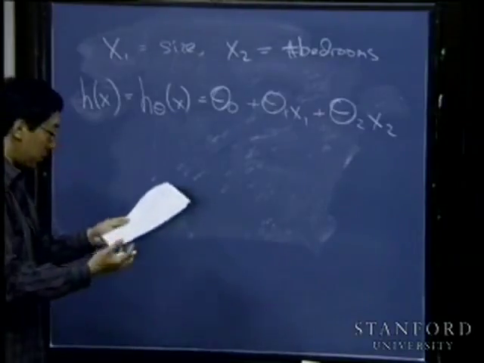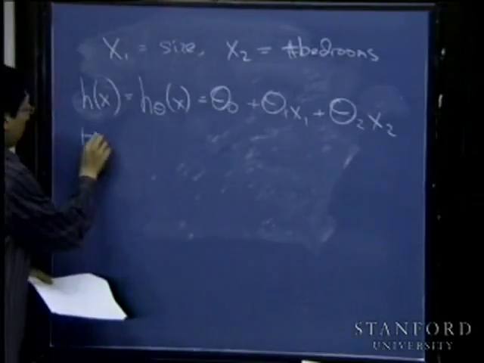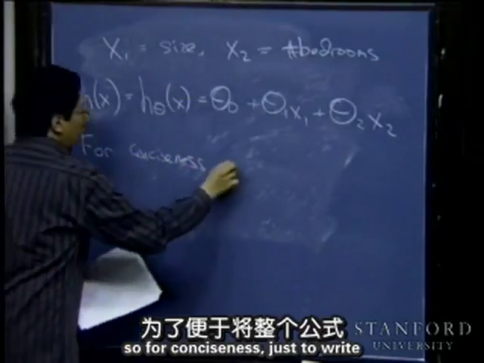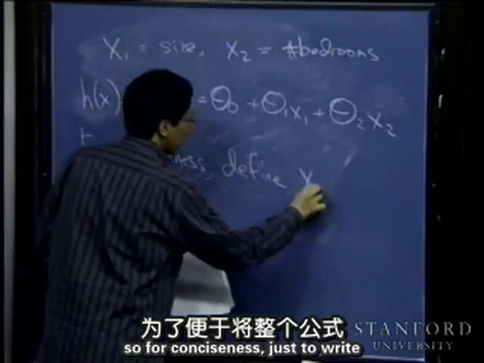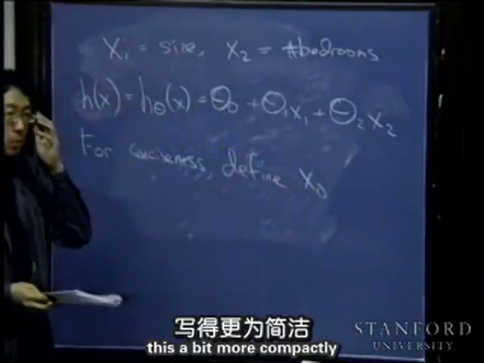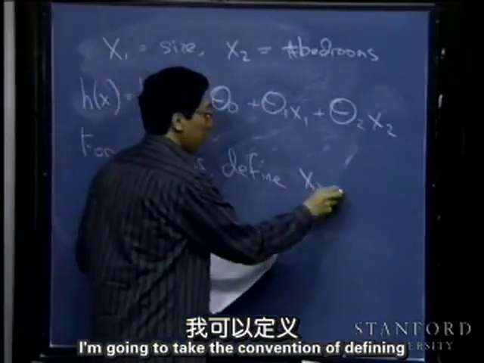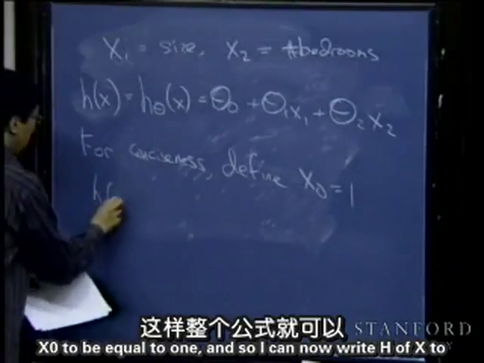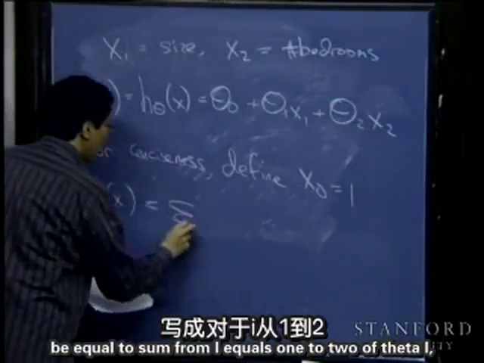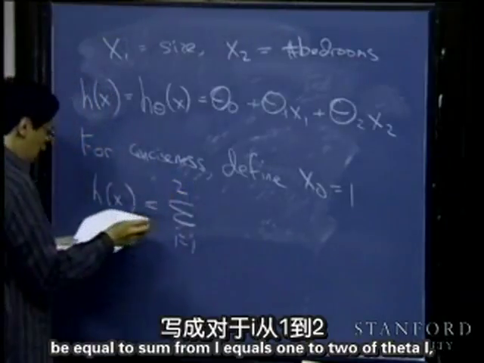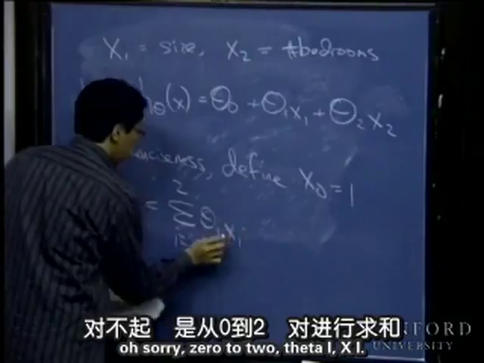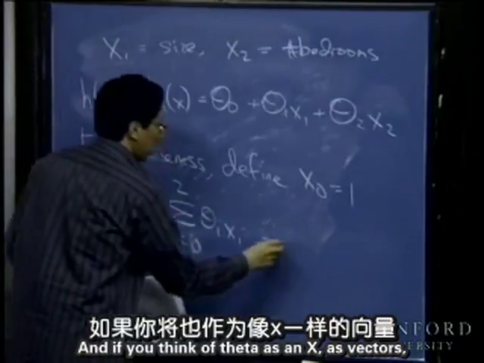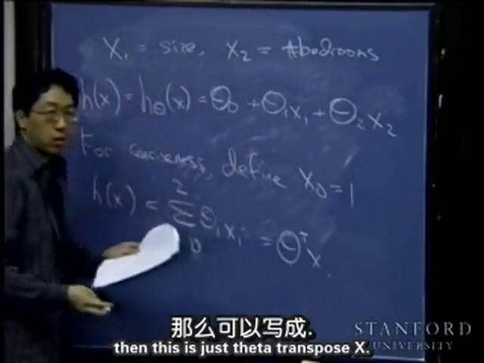Lastly, one final piece of notation. For conciseness, just to write this a bit more compactly, I'm going to take the convention of defining x0 to be equal to 1. And so I can now write h of x to be equal to the sum from i equals 0 to 2 of theta i x i. And if you think of theta and x as vectors, then this is just theta transpose x.